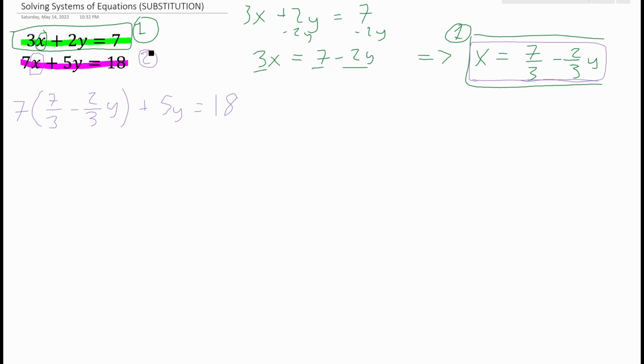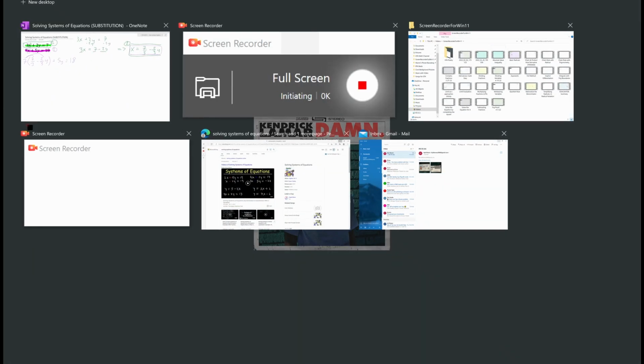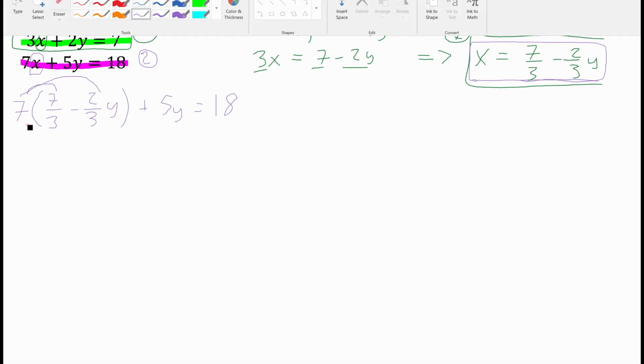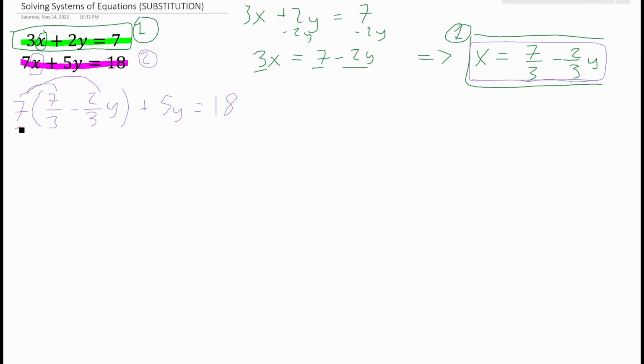So we're going to take this and distribute. We're going to multiply this 7 here and here. 7 times 7, because this is really 7 over 1, in case that confuses you. This is going to be 49 over 3 minus 14 over 3y plus 5y equals 18.